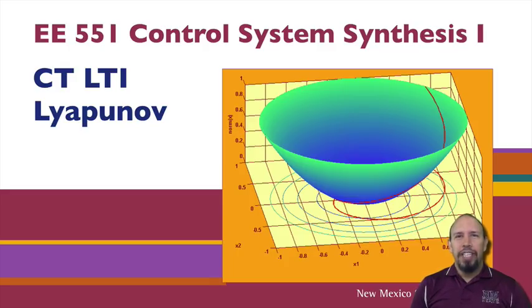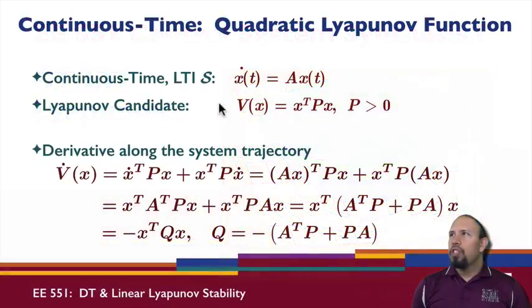Right, we've looked at the discrete time, linear time invariant Lyapunov stability. Now we're going to look at the continuous time, linear time invariant Lyapunov stability. So in this case, we start off with this differential equation, x dot is equal to Ax. Here's our candidate Lyapunov function.